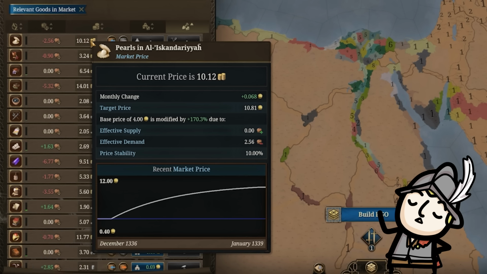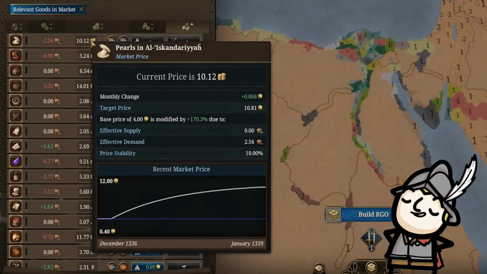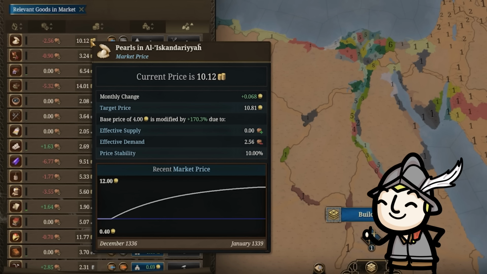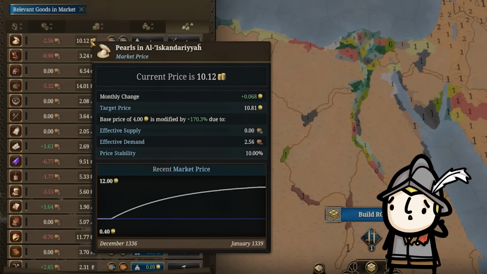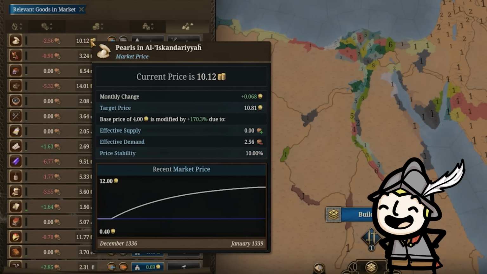This is because the prices will not meet their equilibrium point immediately. The price will change over time. The bigger the difference between the supply and demand, the faster the price will change. Here we can see the price of pearls changes every month by 0.68 ducats. So it will keep rising from where we are to where we're going at that rate.